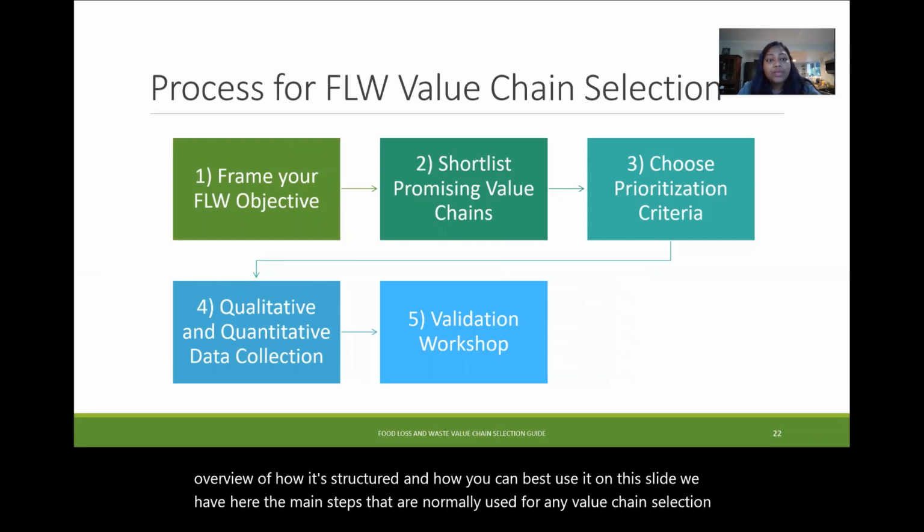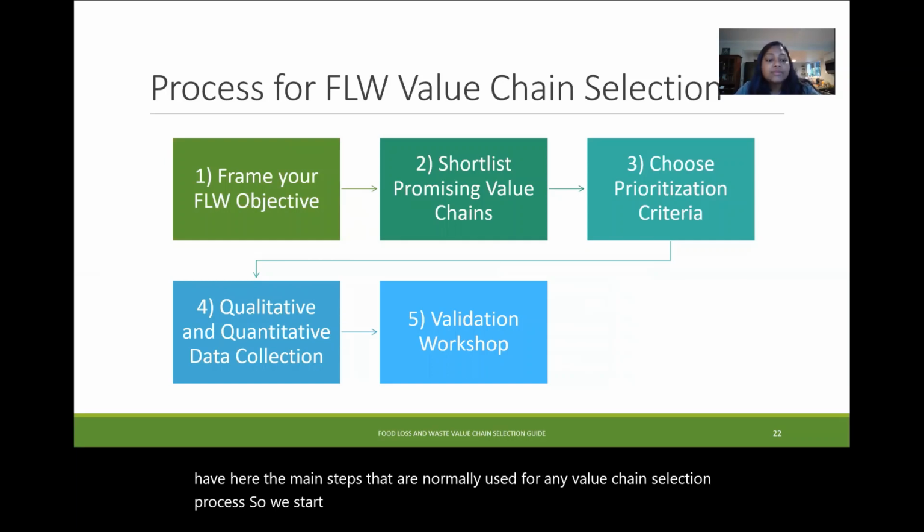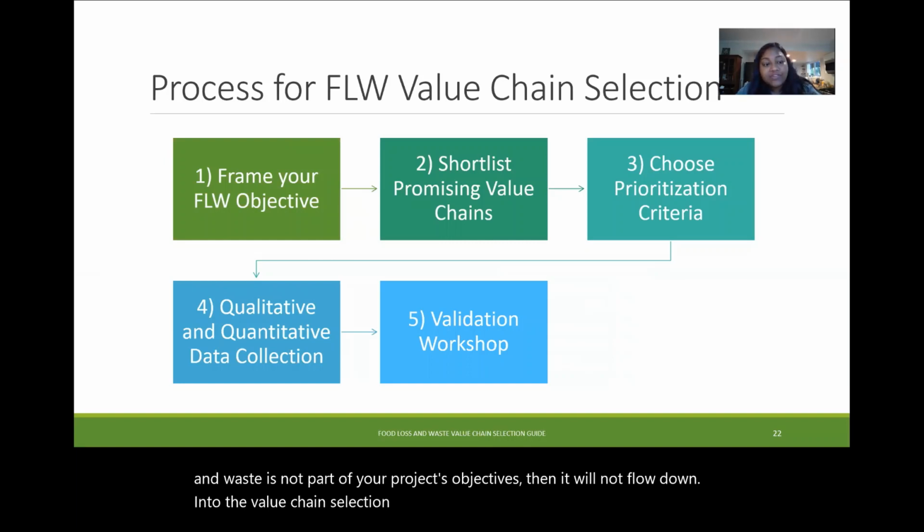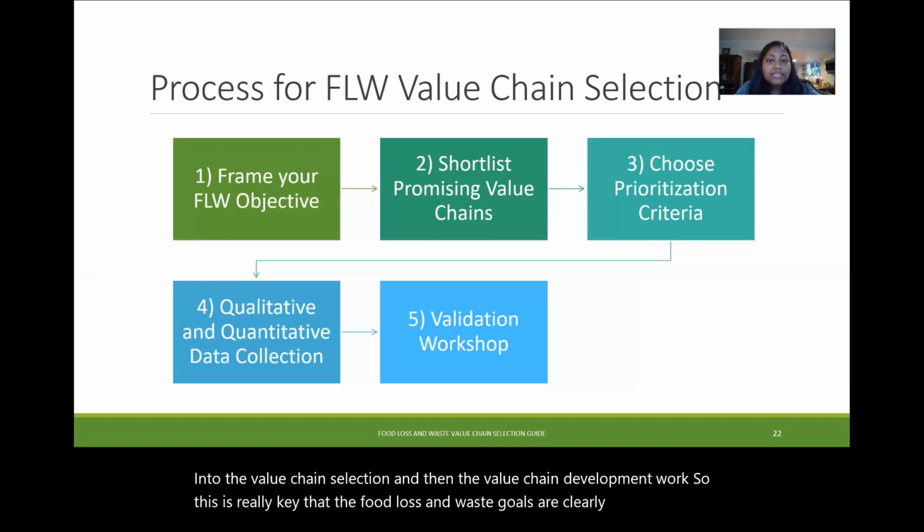So we start with framing the food loss and waste objective. If food loss and waste is not part of your project's objectives, then it will not flow down into the value chain selection and then the value chain development work. So this is really key that the food loss and waste goals are clearly known for your project.